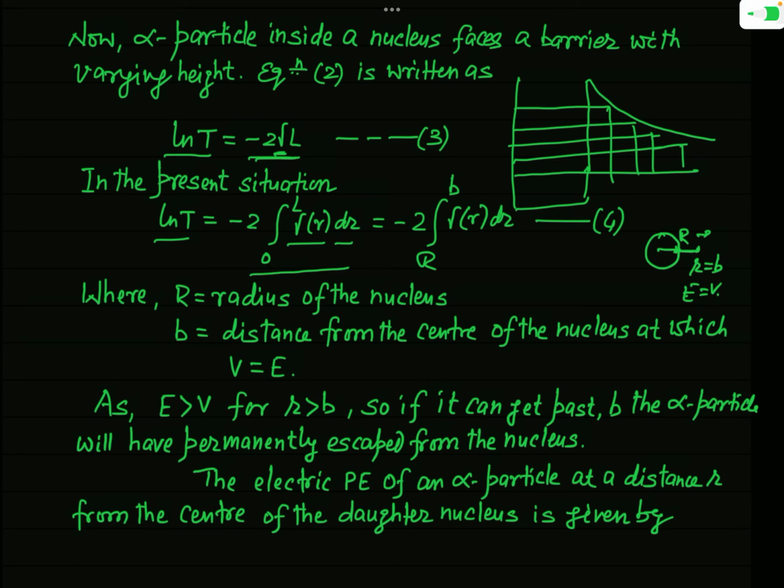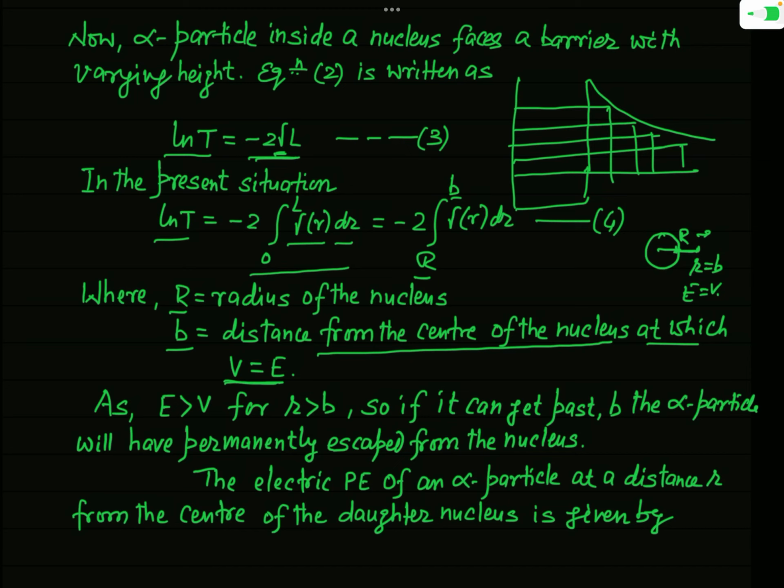So actually this limit 0 to L will be changed by R to B. I hope you have understood why this limit has been changed. Here you can see R is the radius of the nucleus and B is what? As I have told you, this is the distance from the center of the nucleus at which potential energy V is equal to the kinetic energy of the alpha particle.